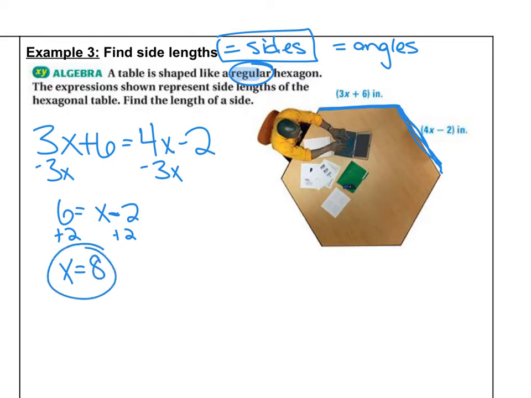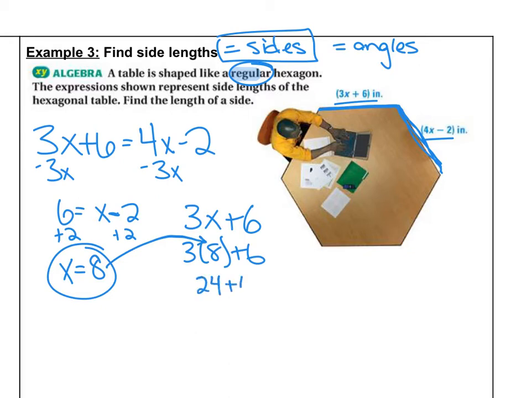So, like most problems, we don't care about what x equals, we want to know a side length. Does it matter which side we pick? No, because they are both equal. So I'm going to pick 3x plus 6. 3 times 8 plus 6. Remember, we just plug in 8 wherever we see x. This is 24. This is 6. So 24 and 6 is 30. And I need to put 30 inches because my problem had inches in it. So just make sure that you get a label there with it.